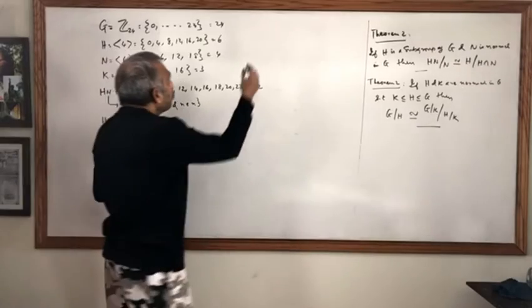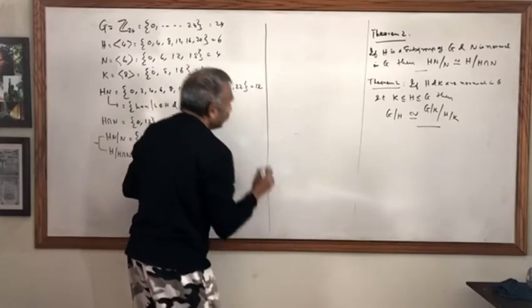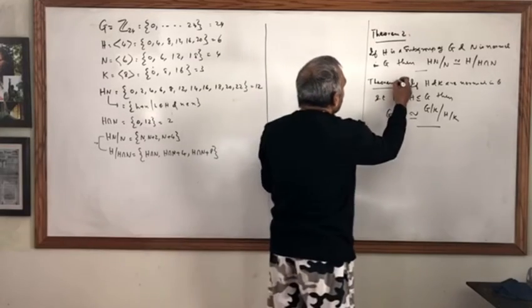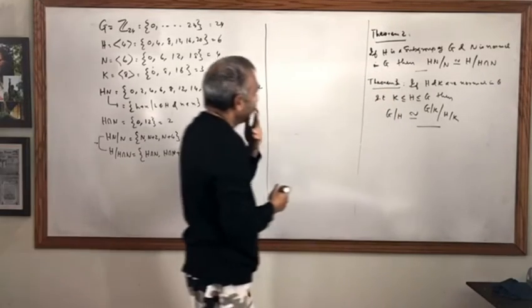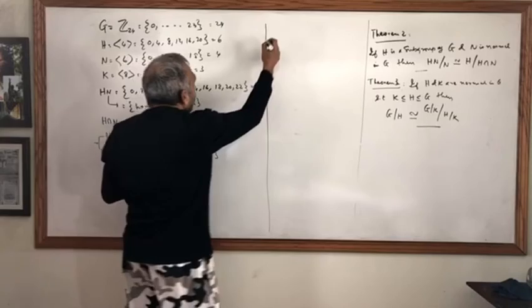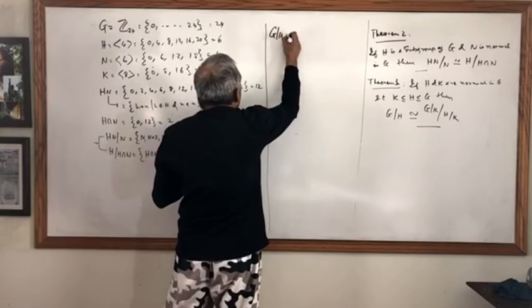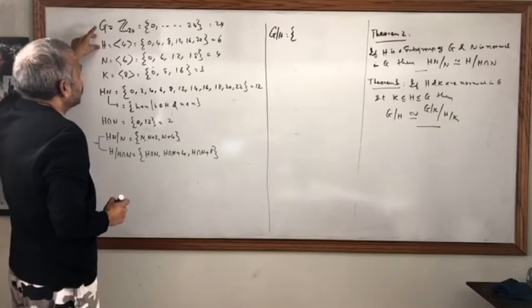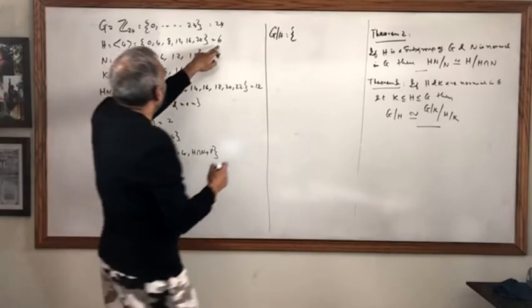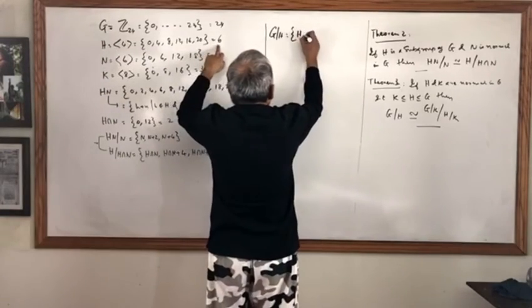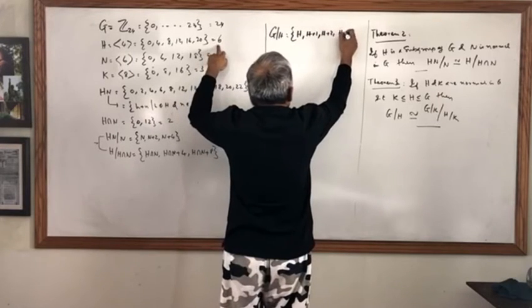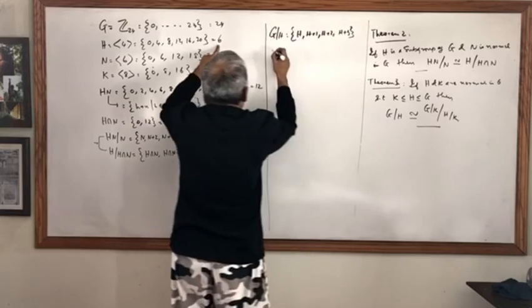Now we will compute the factor groups in theorem. This is theorem 3, by the way. G over H is equal to, G is 24 elements, H is 6 elements, so G over H will have 4 elements, and that is H, H plus 1, H plus 2, H plus 3.